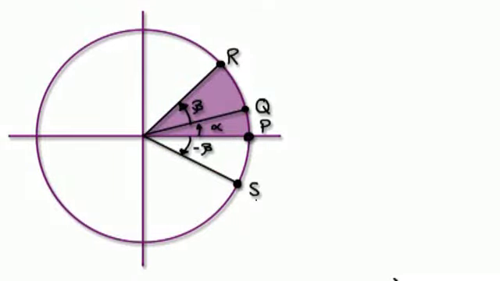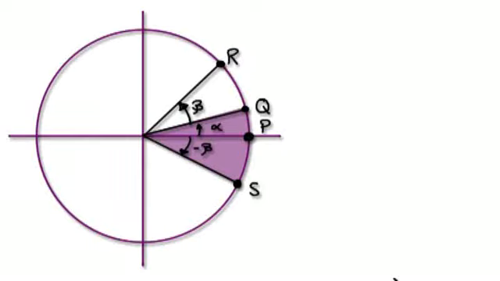Okay, so what I'm trying to say is that when you have positive beta here and negative beta here, PR would be the same as QS. Okay, so this here is exactly the same as this here. So it's exactly the same as QS. Okay.